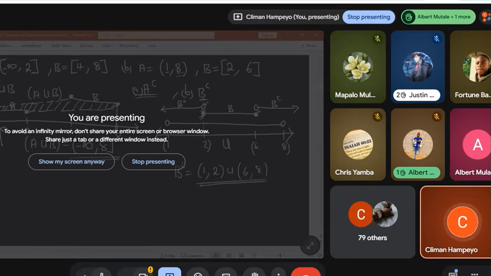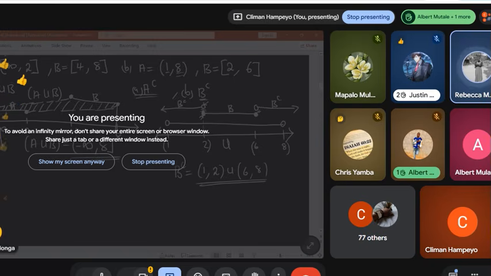Clear, thumbs up if you understand B complement. Is it clear, B complement? You're not clear. I'm not clear personally.